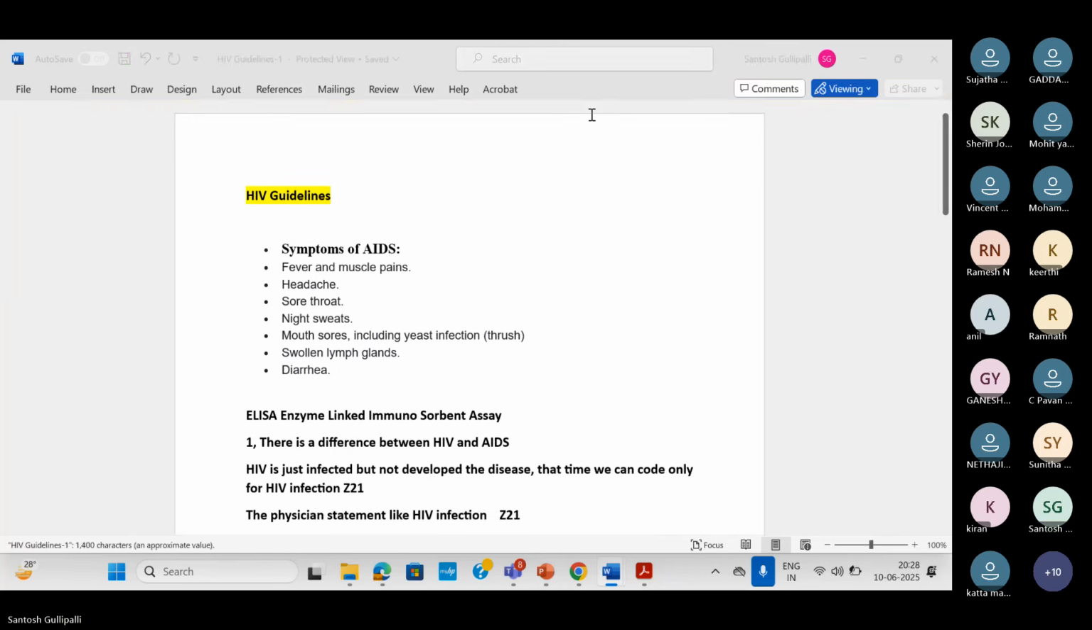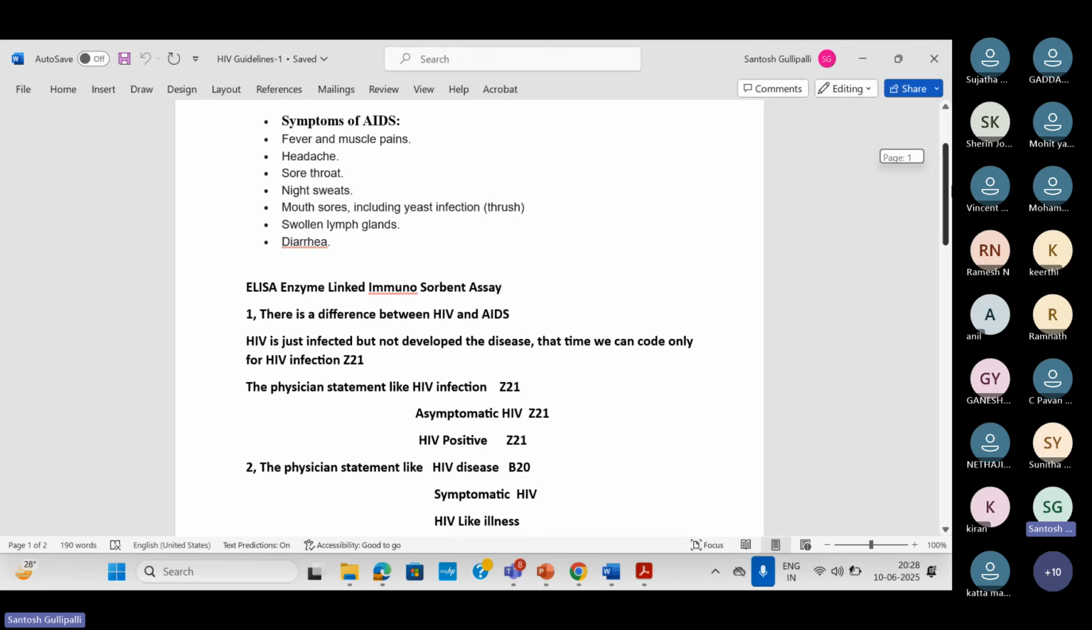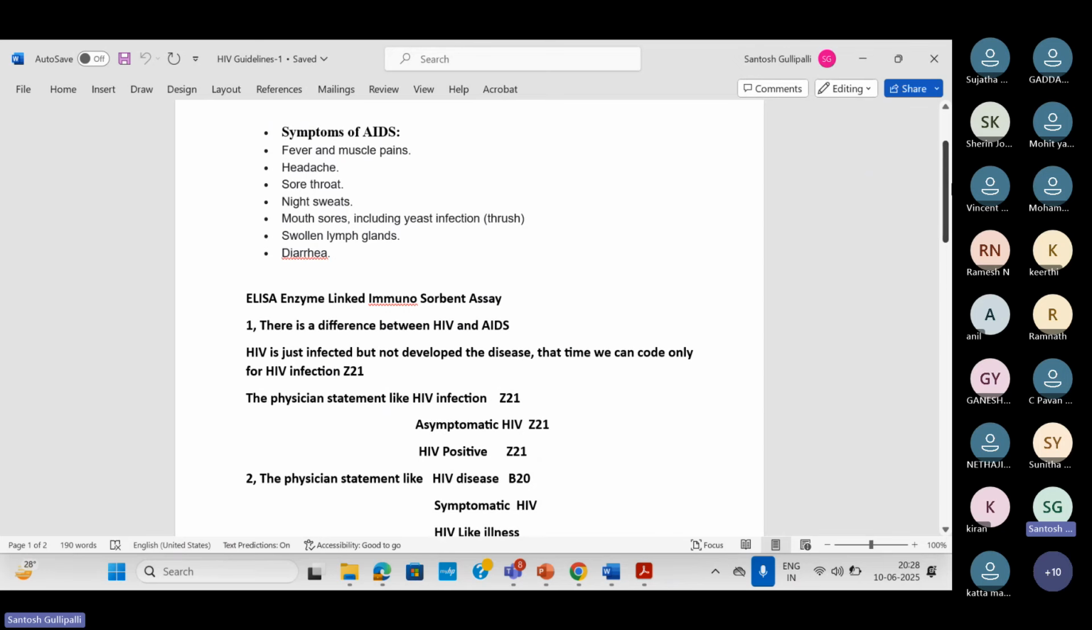Coming to HIV and AIDS, what are the common symptoms of AIDS? The common symptoms of AIDS are fever, muscle pains, headache, sore throat, night sweats, mouth sores, including yeast infection like oral thrush, lymph node swelling and diarrhea. These are the common symptoms for AIDS.